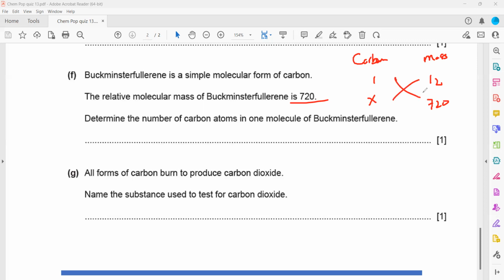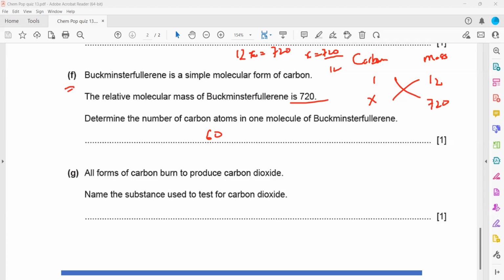Say x. We just cross multiply. So 12x equals 720, or x equals 720 divided by 12. When we divide 720 by 12, we get 60. So there should be 60 carbon atoms in the structure of the fullerene to make the total 720. Is it clear? Part F? Anyone having a doubt or a question? No, that's it.